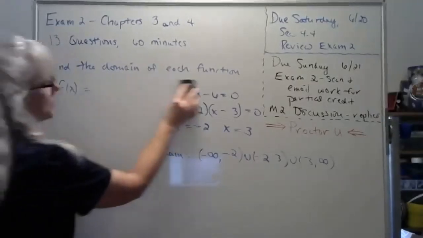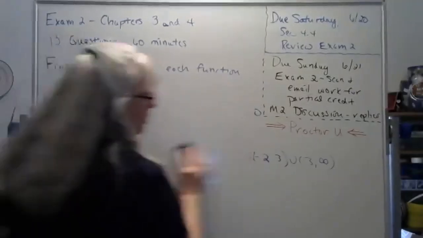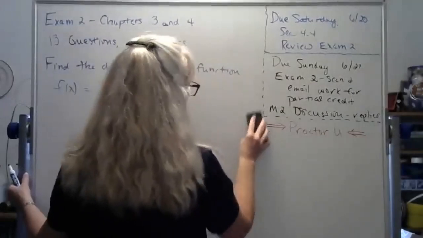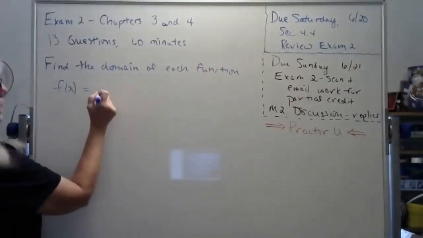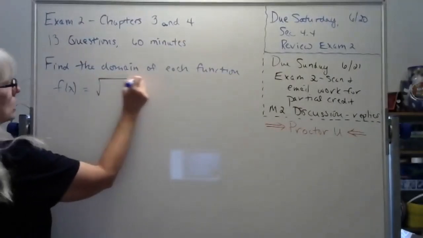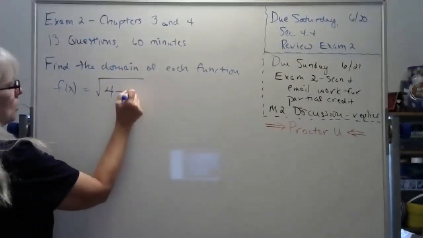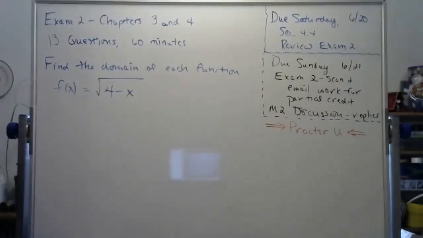Okay, then the other type of function that we talked about when we were talking about domains is a radical function. So what if we have f of x is equal to the square root of 4 minus x? And I want to know what numbers we can plug in for x and get a real number back out of it. So does anybody remember what we did with this one?